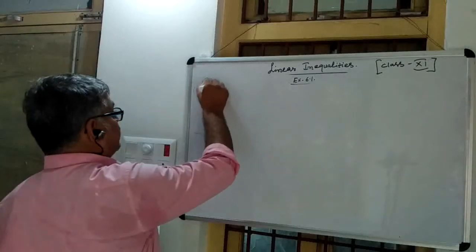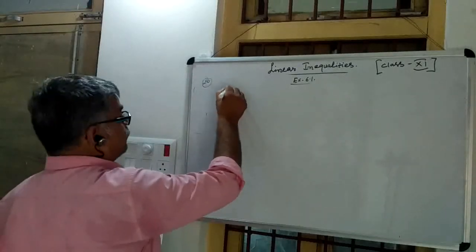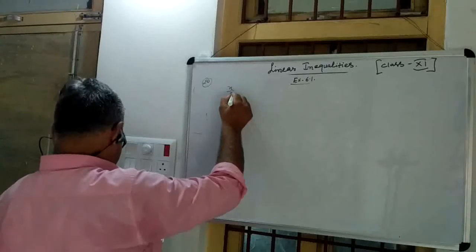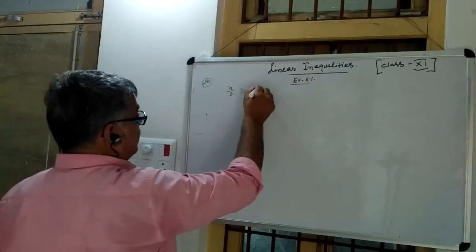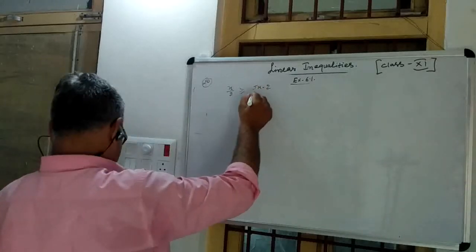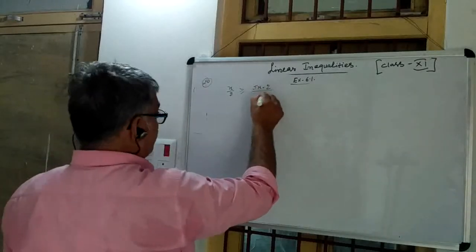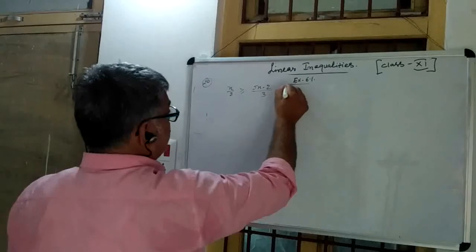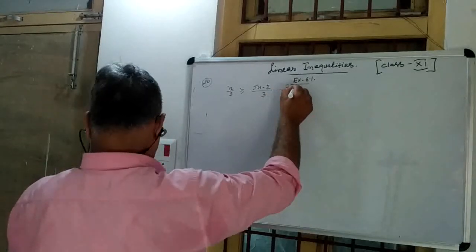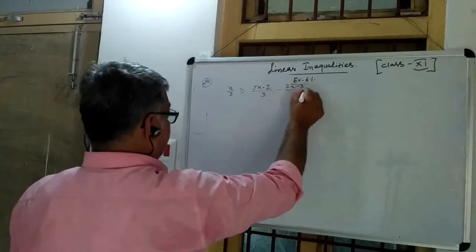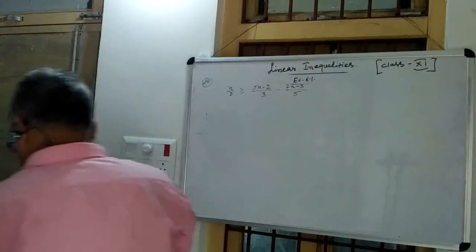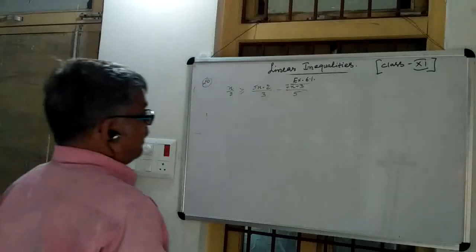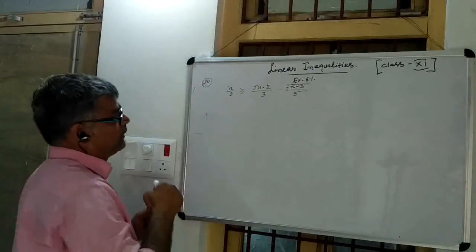So the last question, question number 20: x by 2 is greater than or equal to (5x minus 2) by 3 minus (7x minus 3) by 5. This is the inequality. Now first you solve this.